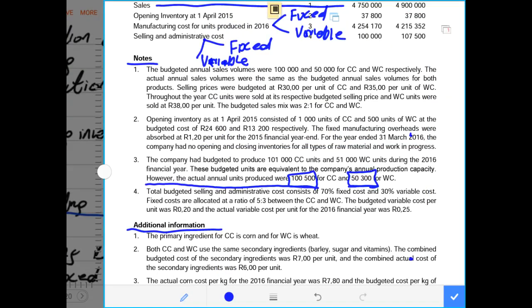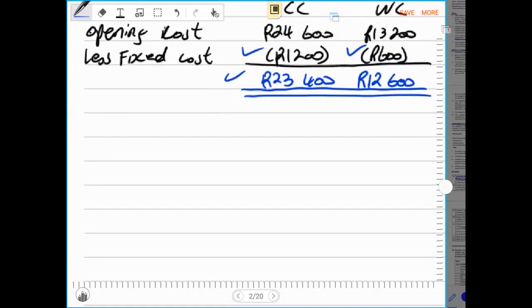And under actual, they say actual production was 100,500 and 50,500 for product WC and for product CC. Remember, sales, they said they remain the same. And now when it comes to production, they're telling us that production is different than it was budgeted. So now if we want to calculate the actual closing units of inventory, then let us do the actual units.